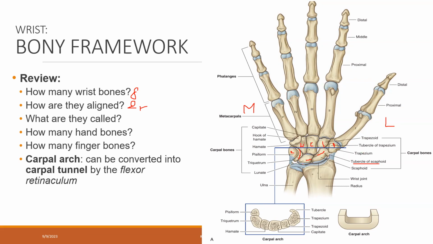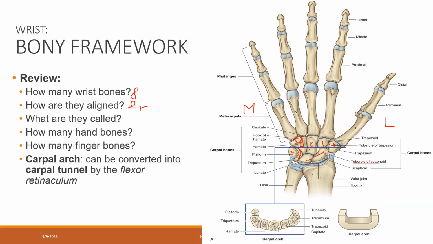Hamate is called that simply because it has a hook right here. Hamatus is an ancient word for a hook, and therefore you have the hook of the hamate right here. Now look at the hook of the hamate and the tubercle of the trapezium right here. Those are also anterior projections on the second, the more distal row of carpal bones.